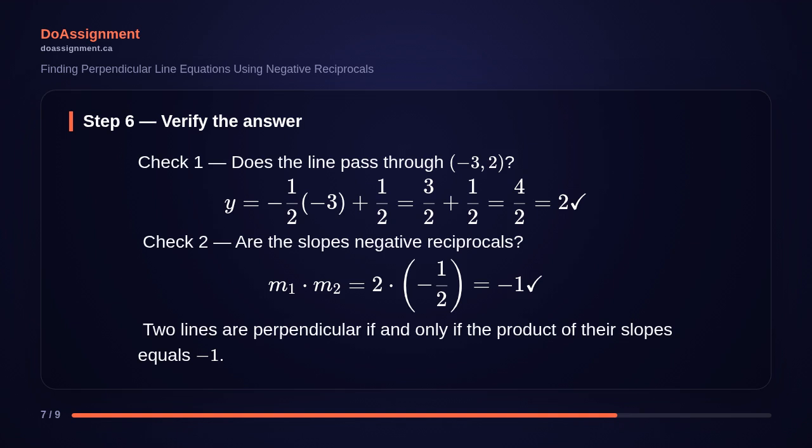For the perpendicular check, we multiply the two slopes. 2 times -1/2 equals -1. A product of -1 confirms the lines are perpendicular. Both checks pass.